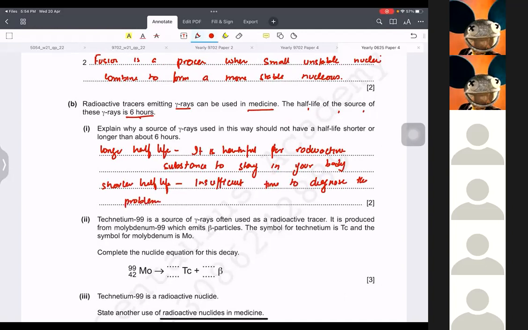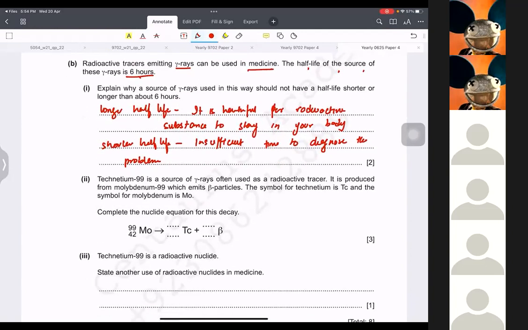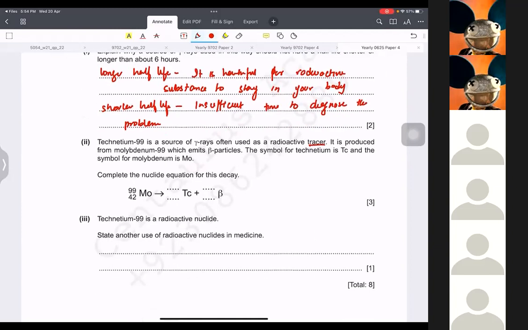So that's one. Now, it says technetium is a source of gamma rays often used as a radioactive tracer, produced by molybdenum, and emits beta. So it says complete this. So beta is 0, -1, and 99, 99, and 42, 43. Technetium is a radioactive nuclide. State a use of a radioactive nuclide in medicine.